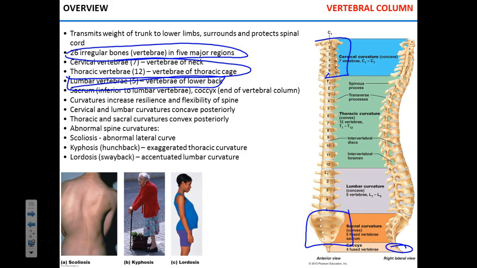You would look at the vertebral column, it's not straight. It has curvatures. It has 2 concave curvatures, cervical and lumbar. And vertebral column bends posteriorly, and it has 2 convex curvatures, sacral and thoracic. So it bends forward, it bends anteriorly. Does that make sense?